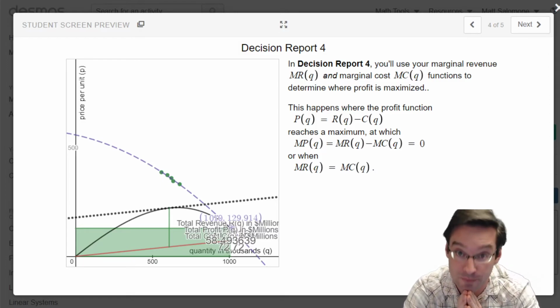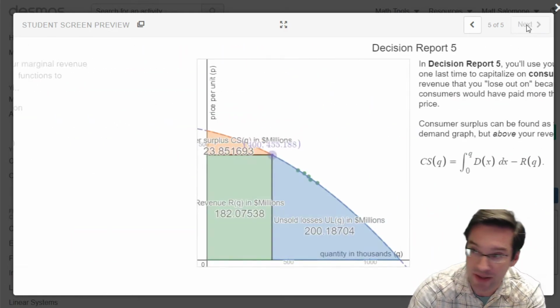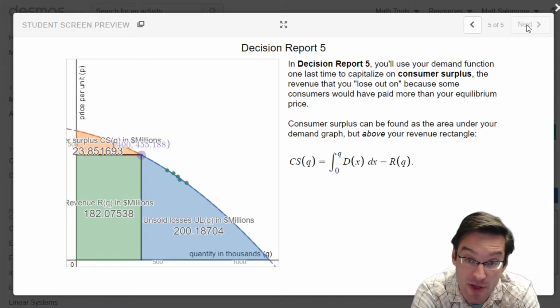There might be more than one, depending on how your cost function is structured. Where does marginal revenue agree with marginal cost? And then finally, this is sort of the overtime part of the project.